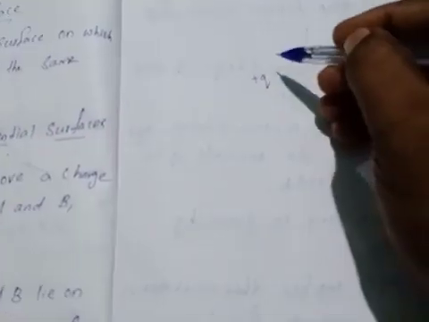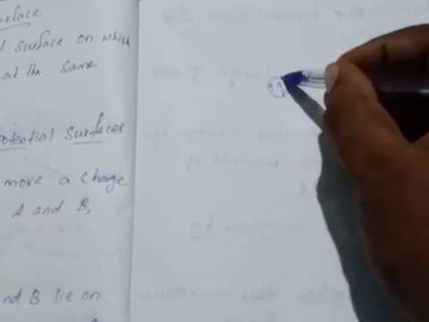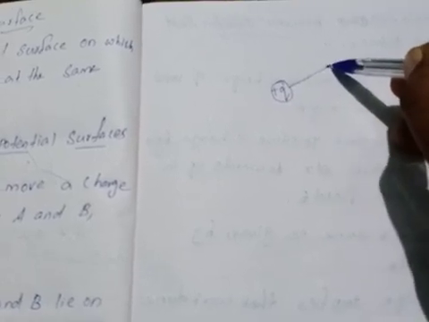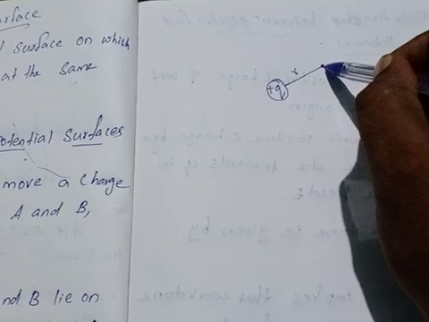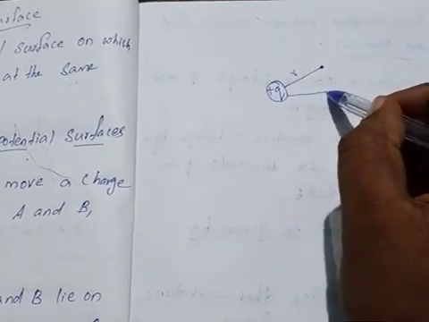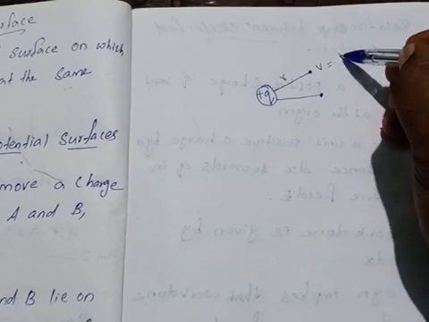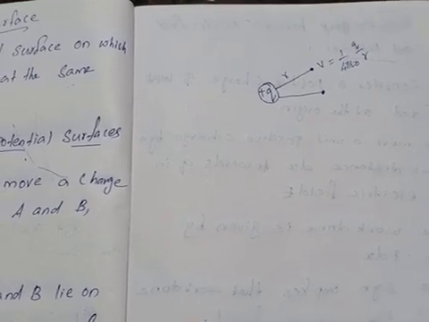Assume that one positive charge Q you are placing here, a charge placed in space. Now at a distance r, at this point, there will be some electric potential. If you take this distance, at this place also there is some electric potential. You know that electric potential V is equal to 1 by 4 pi epsilon 0 Q by R. This is the formula you have learned already.